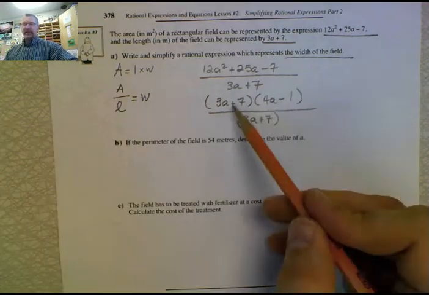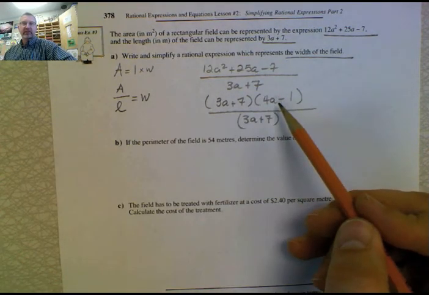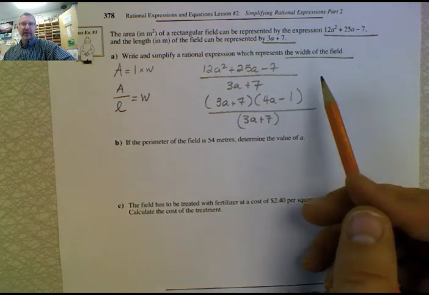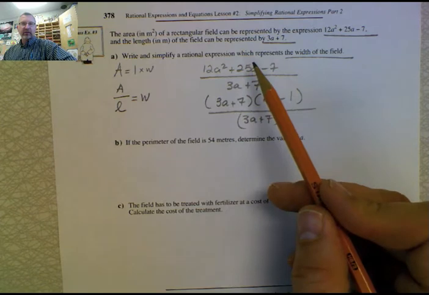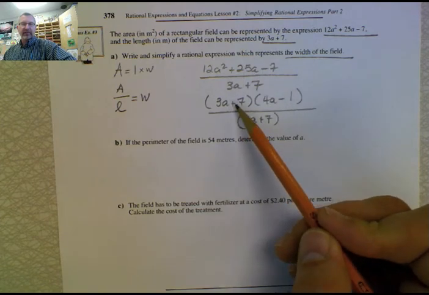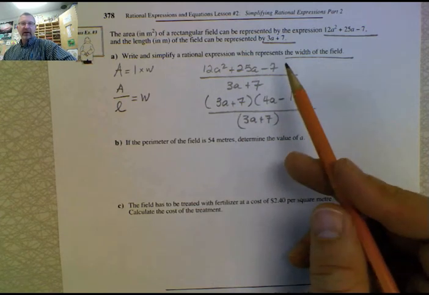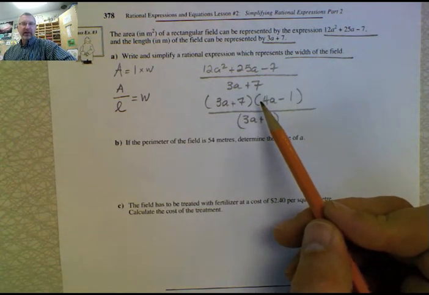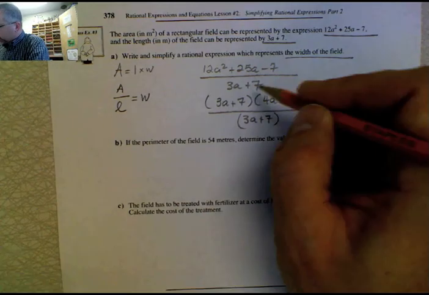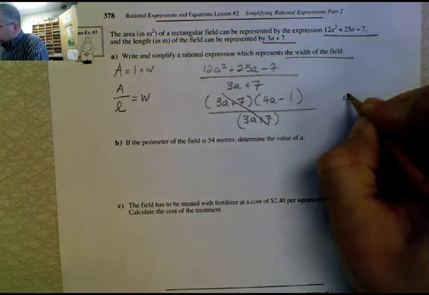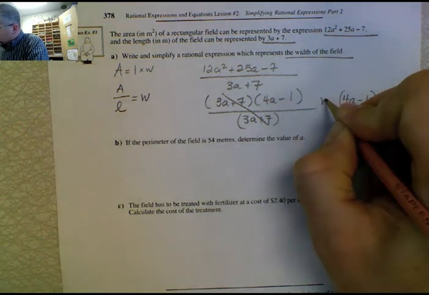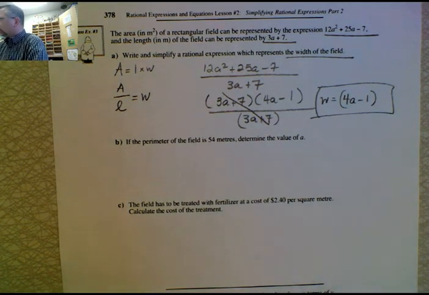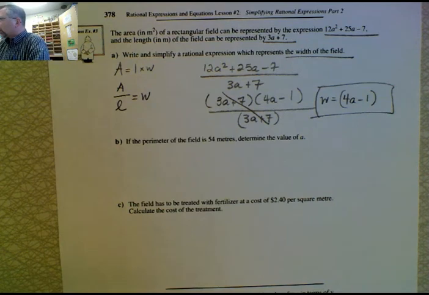Remember, you're going to do this factoring, this box method stuff, on a scrap piece of paper. I'm not going to go through factoring. We've done factoring already, so if you're having trouble knowing where I got the 3a plus 7 and the 4a minus 1, I've factored that on a piece of scrap paper, and then I've brought these factors over. So now if we cancel this out, we find out that the width of the particular rectangle is this expression, 4a minus 1.